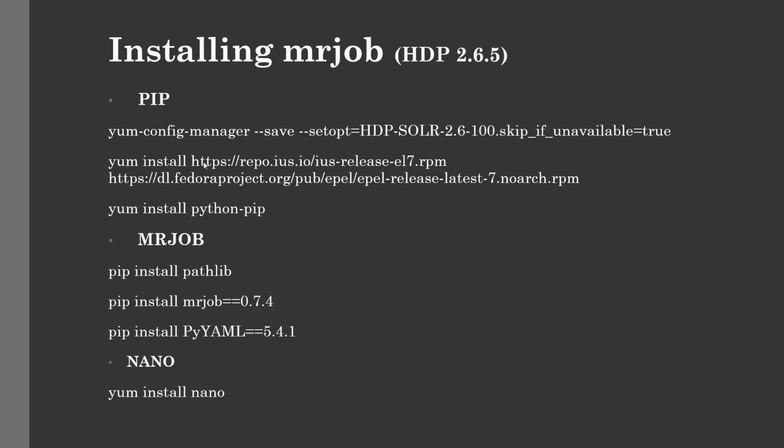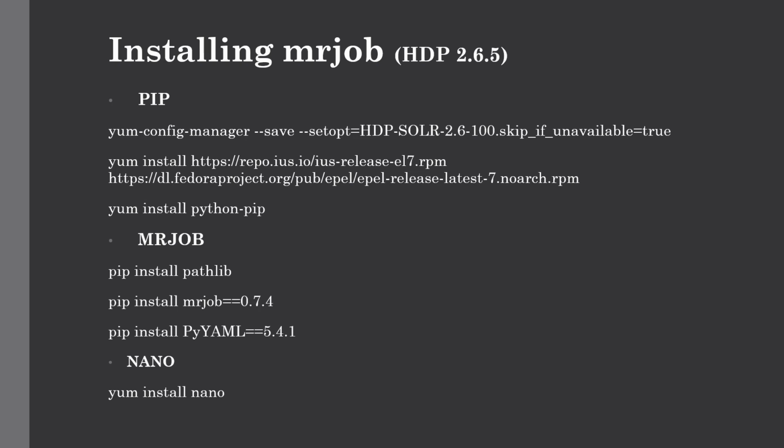So for that, we have to install python-pip by using the command yum install python-pip. But first, the HDP Sandbox comes with some outdated entries, so we have to run this first command. Then we have to install the IUS package, because we do not have access to the one hosted by Cloudera. The second command will do that, and then we can install python-pip in your Hadoop cluster.